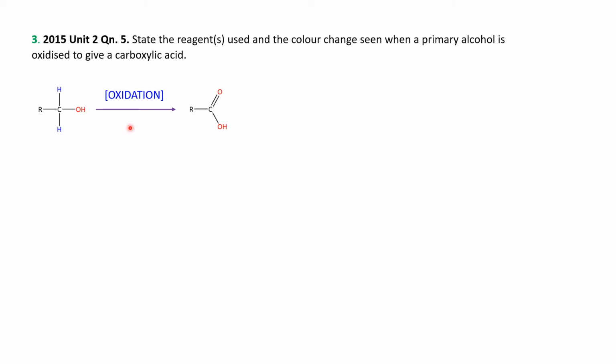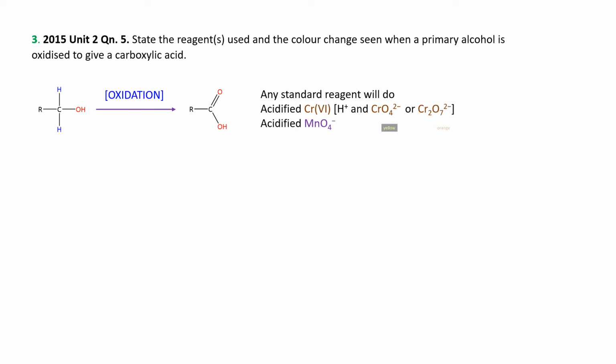Now this is an oxidation that needs very little subtlety at all. So we can use any of the standard reagents that you know. We can use the acidified chromium 6, which is H+ for the acid, and either chromate or dichromate, or we can use the acidified permanganate. Both of these involve color changes. The chromate is yellow in solution, dichromate is orange in solution, and both of those in acidic solution will get reduced down to the green chromium 3.